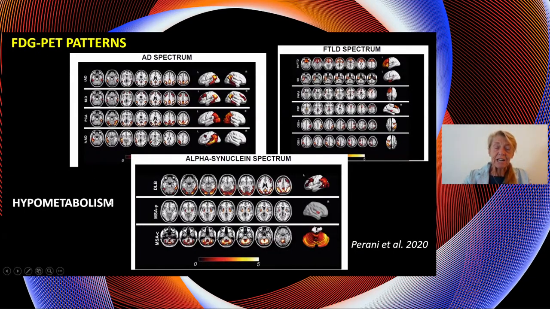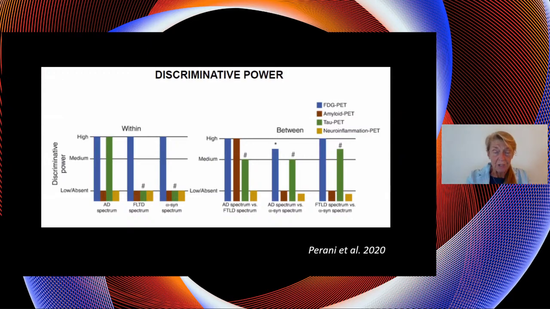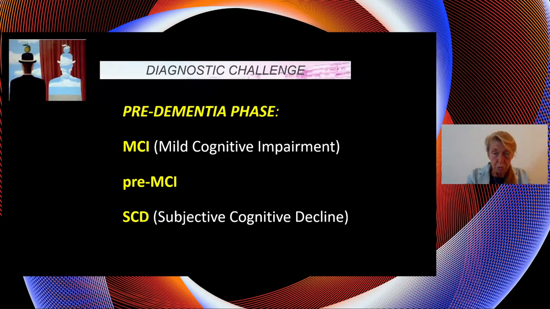FDG PET has shown several patterns of hypometabolism in the neurodegenerative conditions associated with dementia. So in the Alzheimer's disease spectrum, you see in red on these templates the characteristic hypometabolism of the brain, in the frontotemporal dementia spectrum other characteristic hypometabolism patterns, as well as in Parkinson's. So this is a crucial aspect for diagnosis and differential diagnosis. The discriminative power of FDG, as you can see here in blue, is very, very high. And it goes close to the power that is emerging using tau PET. We will hear about that today in the workshop. But look, FDG is still very, very important as a discriminative tool.